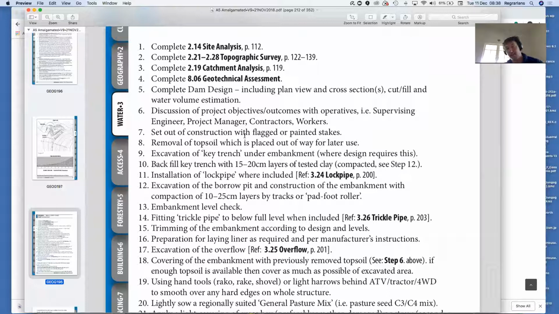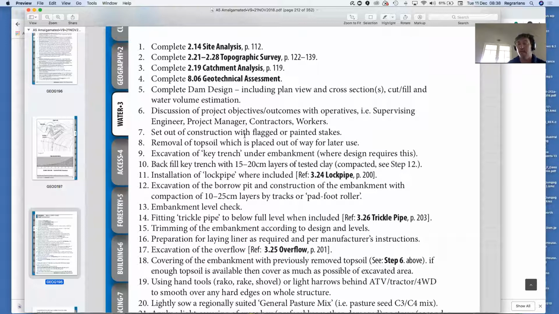Then you move the topsoil. Topsoil removal is quite critical, and you do see a lot of old dams where the topsoil wasn't shifted, and so the dam leaks from the base. But topsoil needs to be moved to one side and placed out of the way of the general earthworks.